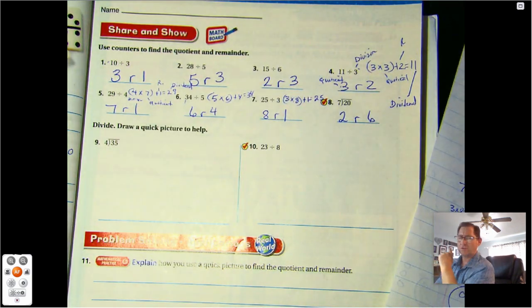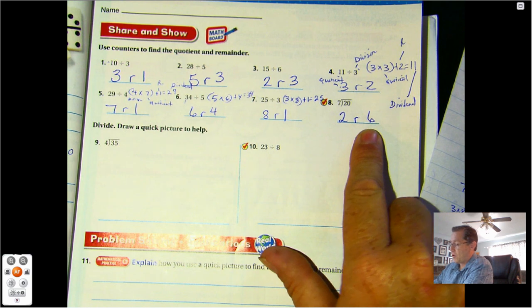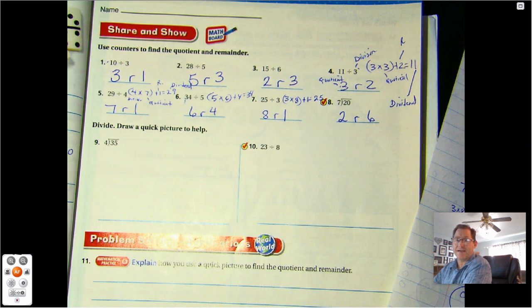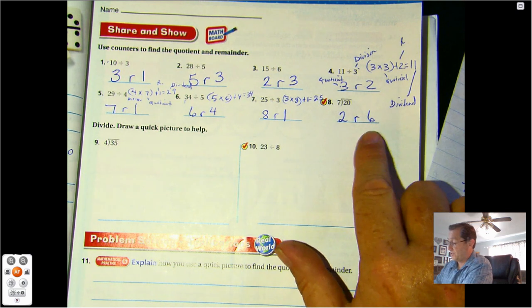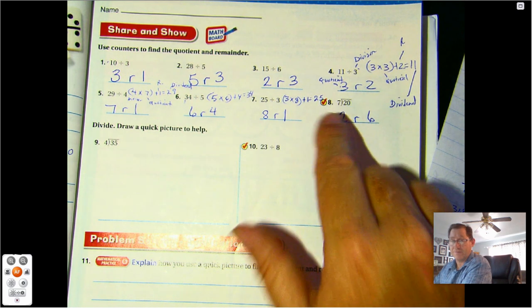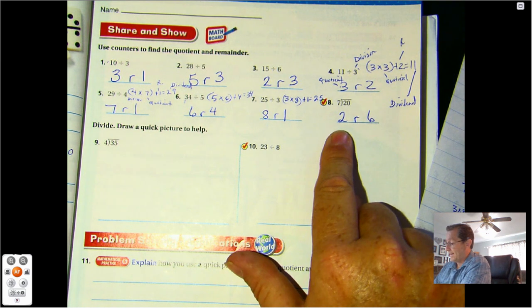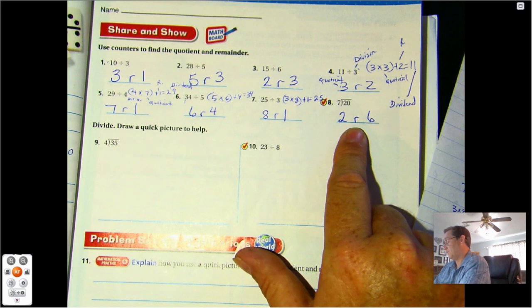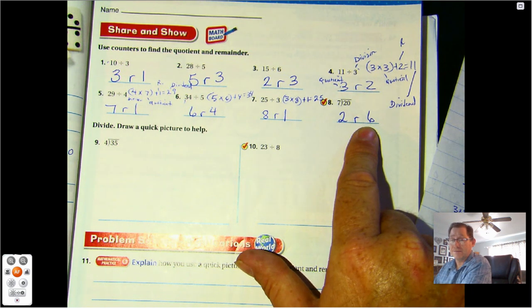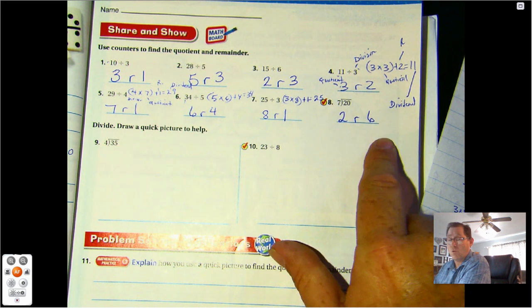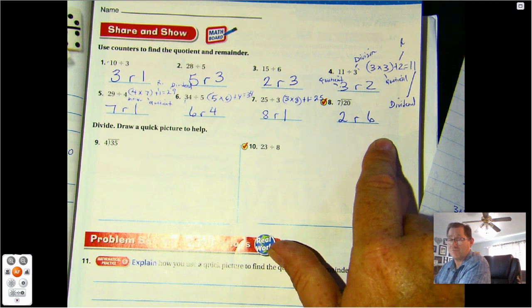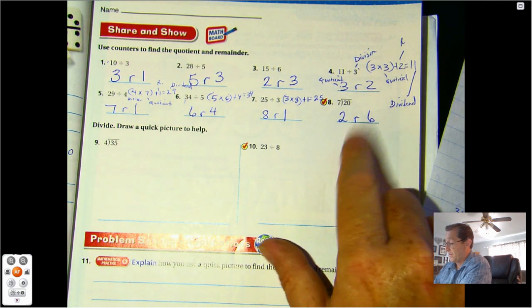Now you'll also notice something. The remainder is always smaller than the divisor. It has to be. You can't have a remainder bigger than the divisor because that means you could have added at least one more set of the divisor. So if I had said 1 remainder 13, I should be able to take 7 more away from the 13. So that's what I'm trying to talk about here, that the remainder must always be smaller than the divisor.